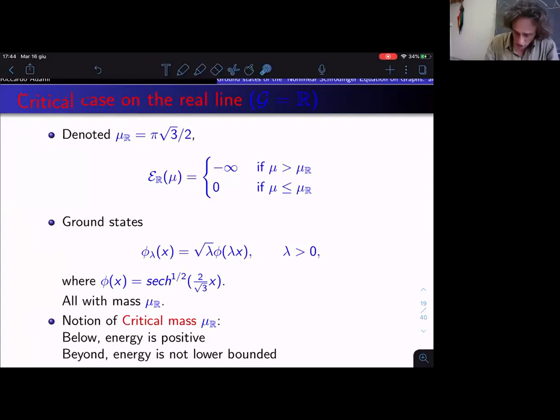And so the final result is the following. There is a special value of the mass, for our choice of the constant in the functional, which is this. This is called the critical mass. So the critical power brings a notion of critical mass, such that if we exceed the critical mass, then the constrained functional is not lower bounded. Otherwise, if we are below, it is lower bounded by zero. Ground states exist only in correspondence to this mass. Below and above, they do not exist. So the basic notion is that below the critical mass, we always have positive energy, and above, the functional goes to minus infinity. It is not lower bounded.